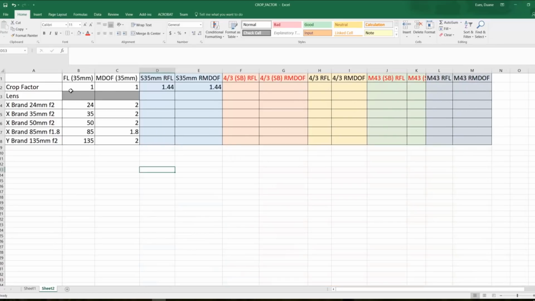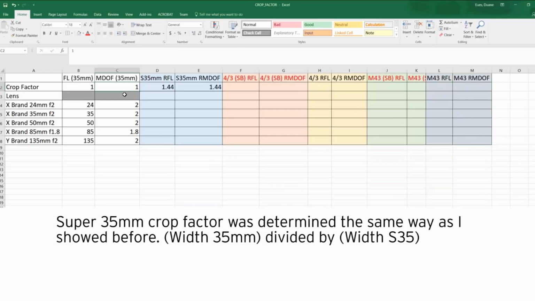Okay, so all I've done is I've translated the information from what we already know, right? So we know that the crop factor for 35 millimeter is a 1, and the minimum depth of field is going to be 1, right? It's basically going to be whatever the lens says it is, okay? Since everything that we're doing is in relation to full frame 35 millimeter, okay?